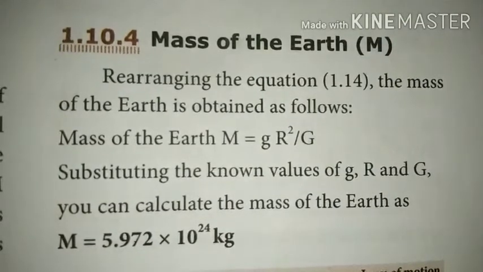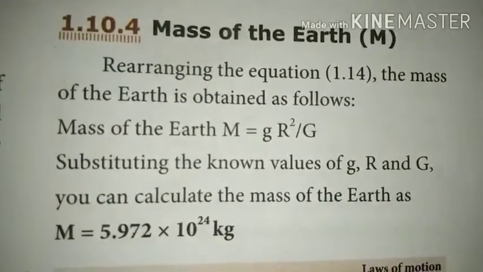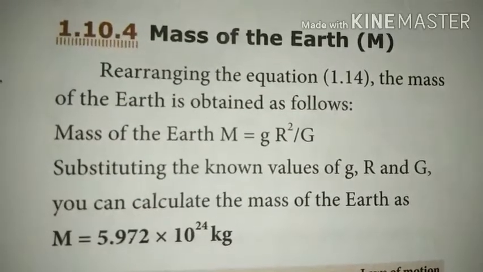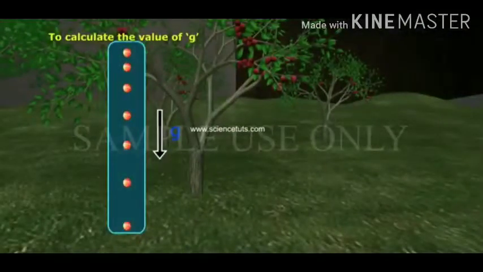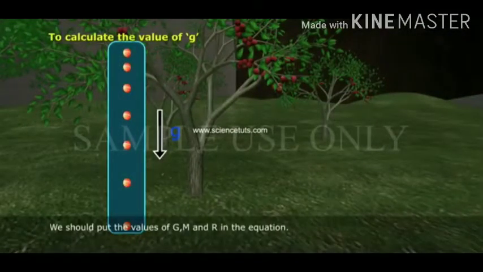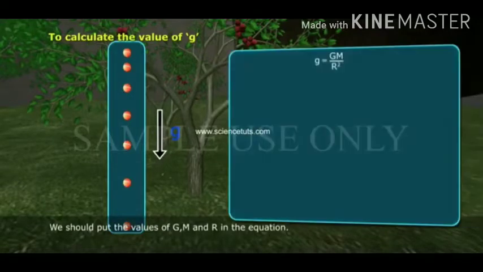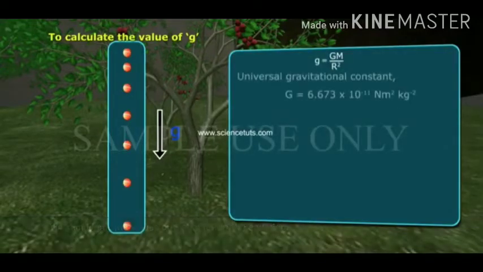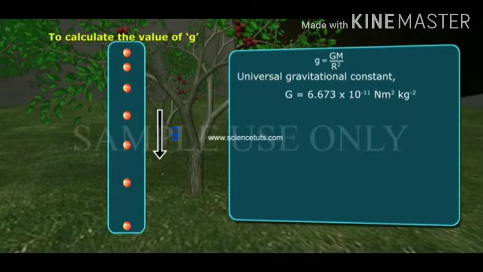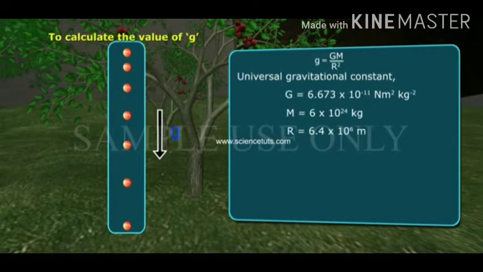We can calculate the mass of the earth and acceleration due to gravity small g values. Let us see. To calculate the value of g, we should put the values of G, M and r in the equation g is equal to GM by r square. Universal gravitational constant G is equal to 6.673 into 10 to the power of minus 11 N m square kg to the power of minus 2. M is equal to 6 into 10 to the power of 24 kg. R is equal to 6.4 into 10 to the power of 6 m.